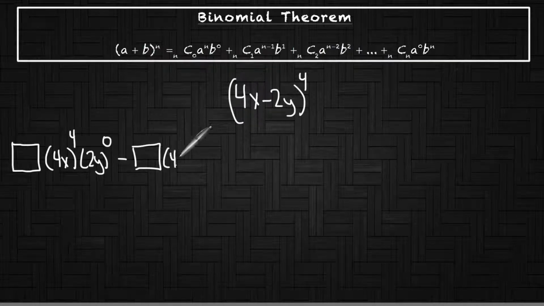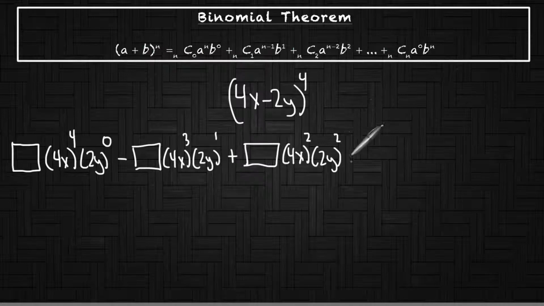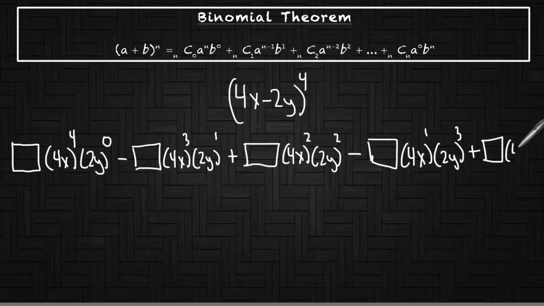And then you're going to take the 4x to the 3rd, and then the 2y to the 1st. And then we're going to alternate the signs and make it plus. Put another box, and then we're going to take 4x squared, and then 2y squared. So notice the powers of x are going down 1 with the powers of y going up 1. And then we're going to make the terms alternate again. And so then we have 4x to the 1st, and then 2y to the 3rd. And then the last term is going to be there. And we're going to have 4x to the 0 and 2y to the 4th.